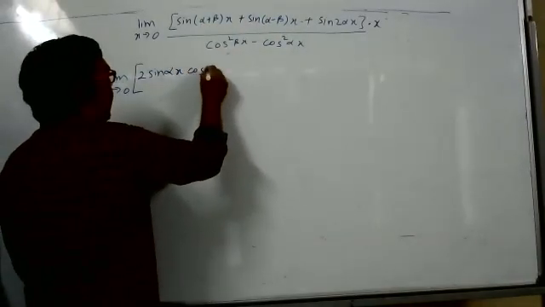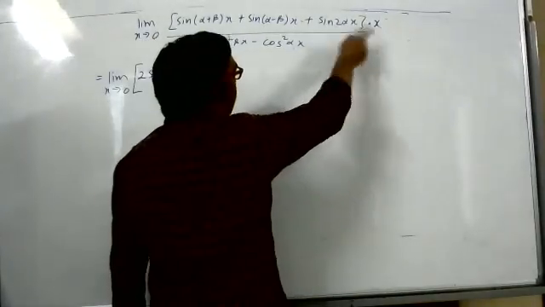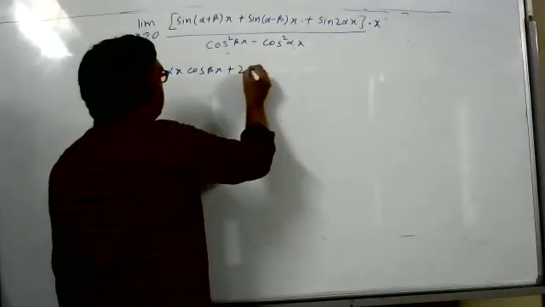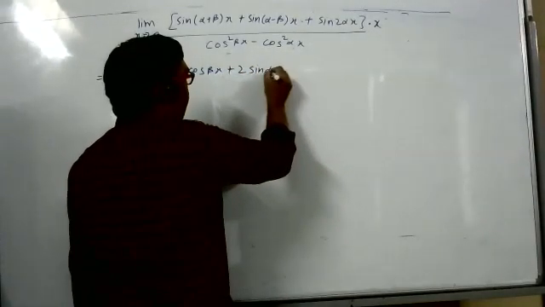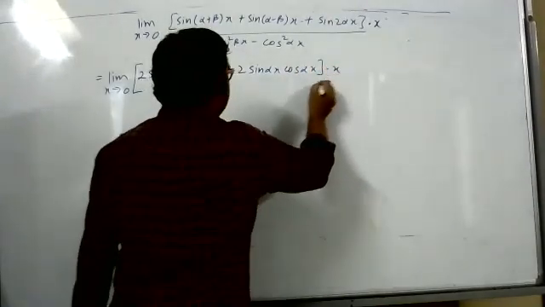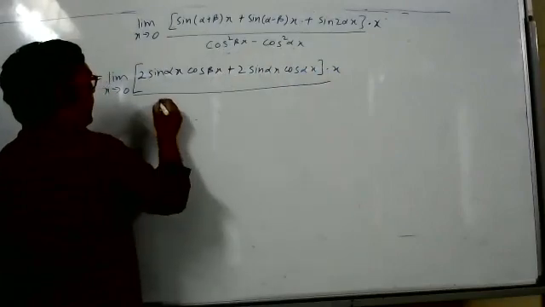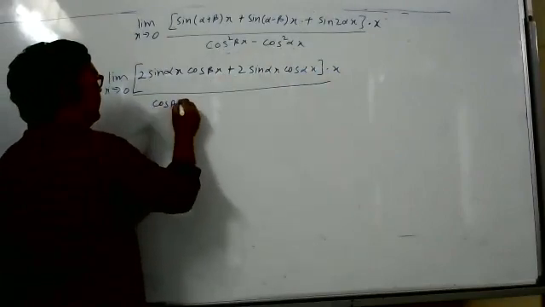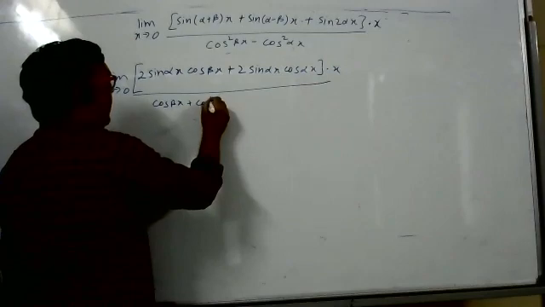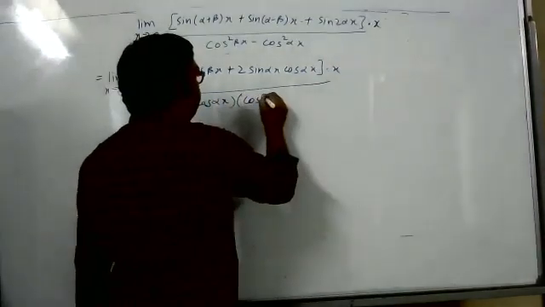You'll get cos beta x, and here we will use the multiple angle formula, sine 2 theta, that is 2 sine theta cos theta. I'm going a little fast because yesterday also you wrote these steps. Here a square minus b square, so a plus b and a minus b. Same way.